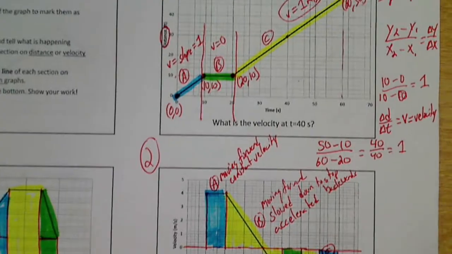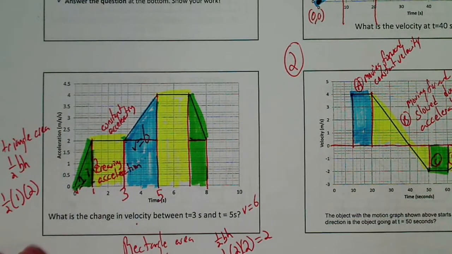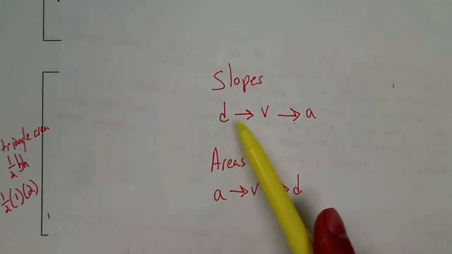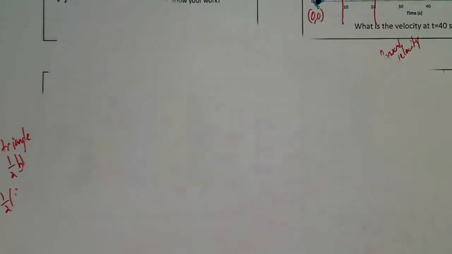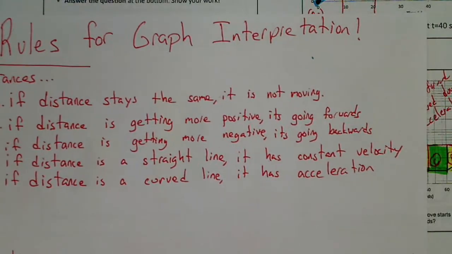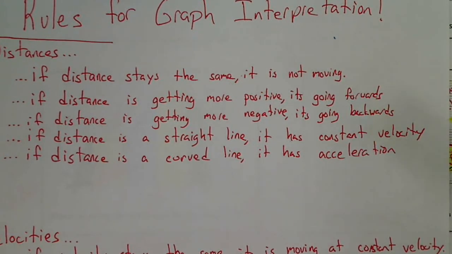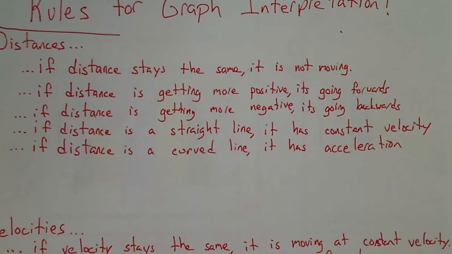Okay? So distance graphs, velocity graphs, acceleration graphs. Slopes take us from distance to velocity to acceleration. Areas take us from acceleration to velocity to distance. Think about what distance means. If distance stays the same, it's not moving. If distance is getting more positive, it goes forward, negative, backwards. If my distance graph is a straight line, that means I have a constant velocity. If it's a curved line, it's accelerating.